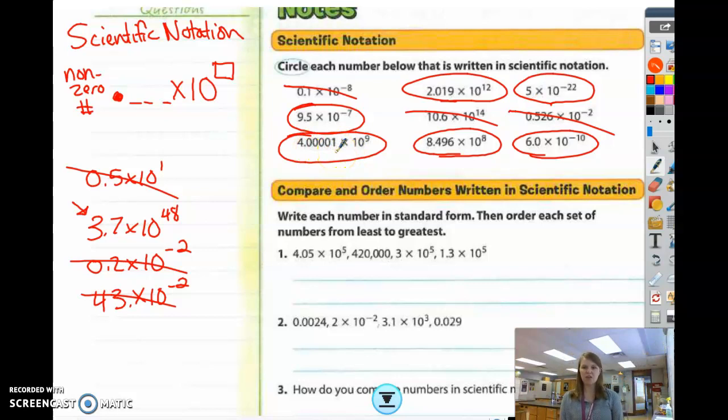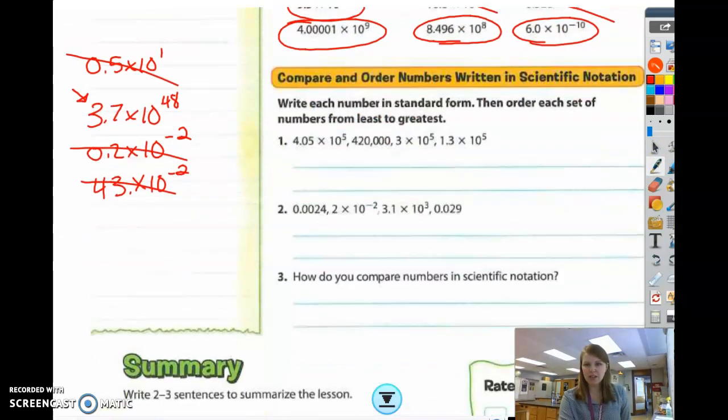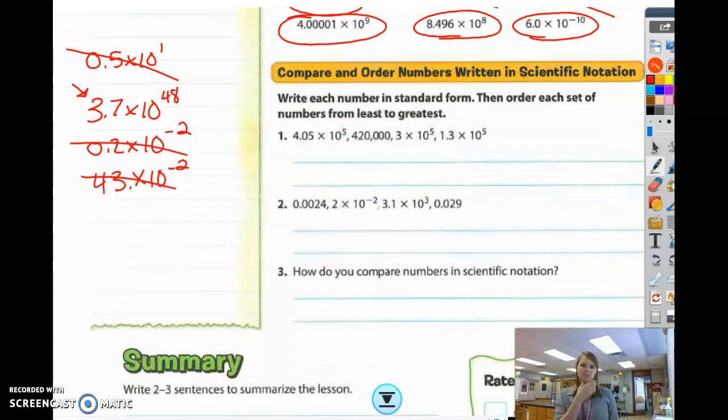That doesn't matter, but there has to be one non-zero out in front. Okay, so the next part's asking us to write these in standard form, then order from least to greatest. I would pause right now, see if you can do these, and then I'll work through them here. If you hit play again, I'll work through them with you.